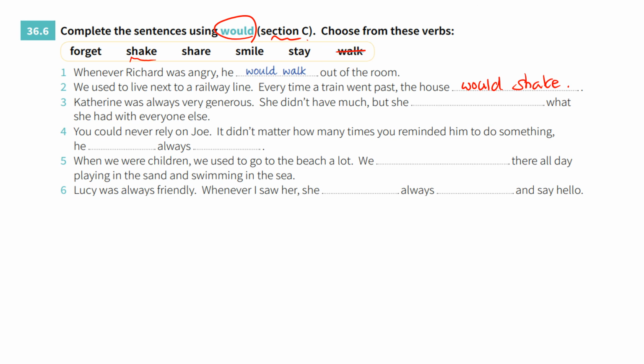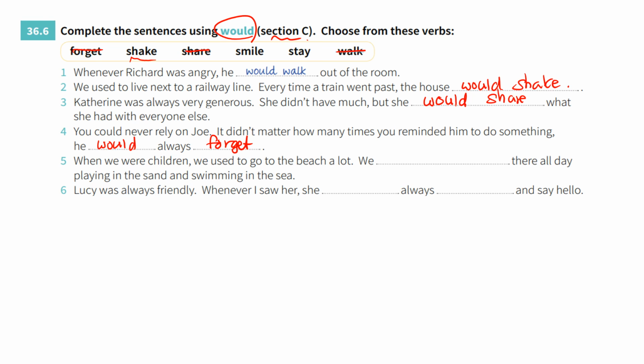Catherine was always very generous. She didn't have much, but she would share is the best word. She would share what she had with everyone else. You could never rely on Joe. It didn't matter how many times you reminded him to do something. He would always forget.